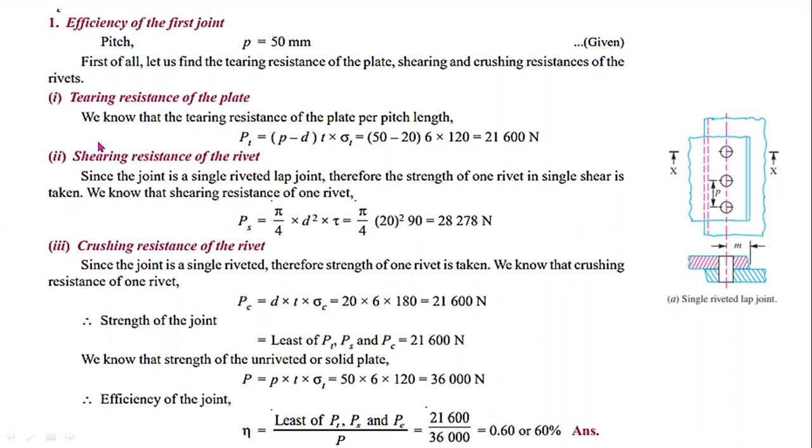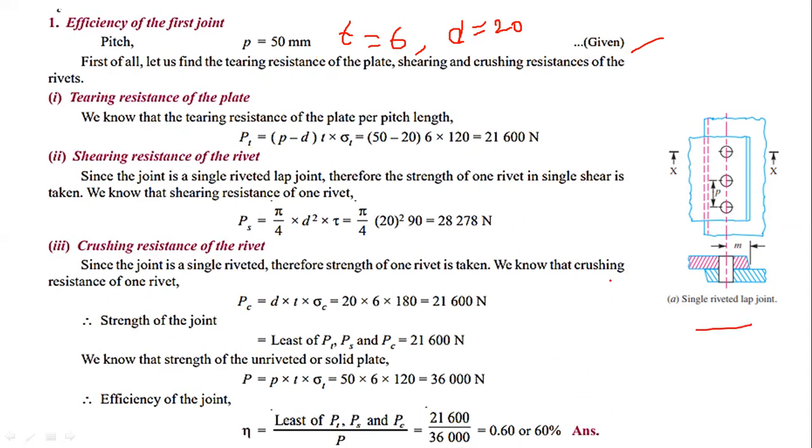Now for the case 1 problem, the efficiency of the joint for a single riveted lap joint. In the given question, the pitch of the rivet, the distance between two successive rivets, is P equal to 50 mm, thickness of the plates T equal to 6 mm, and diameter of the rivets D equal to 20 mm. These three are given in the question. By using these three values, you have to find the efficiency of the joint.